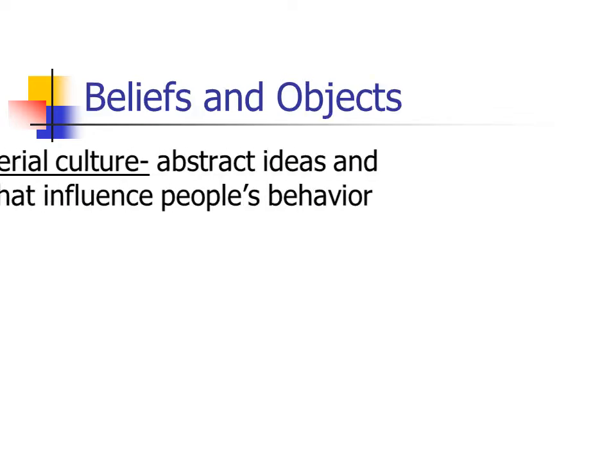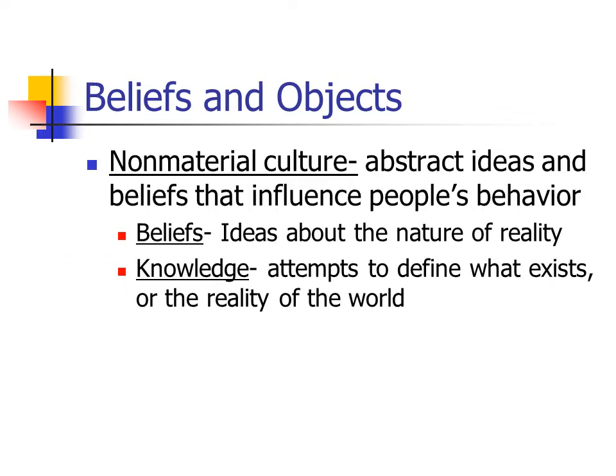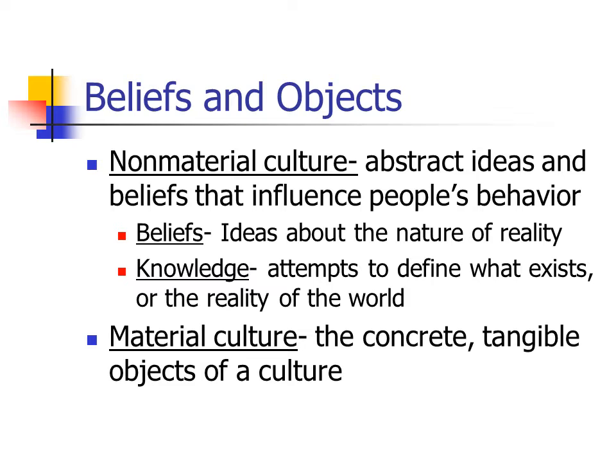Concerning those beliefs and objects, some further distinctions here is that we can usually divide them up into two things. Non material culture will be the abstract ideas or the beliefs. Think the non tangible things, the things you can't actually touch or see. And so beliefs are just ideas about the nature of reality, and knowledge is going to actually be attempts to define what exists or the reality of the world. So, what we know as truth and what we believe together make up non material culture. The things of our culture are going to be organized into the grouping known as material culture, right? Concrete, tangible items of a culture.